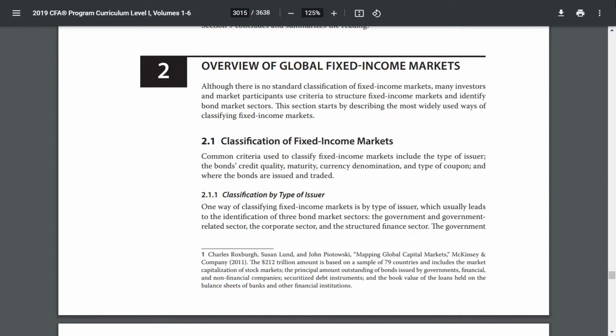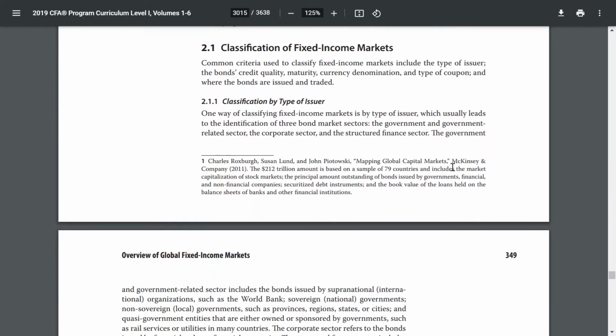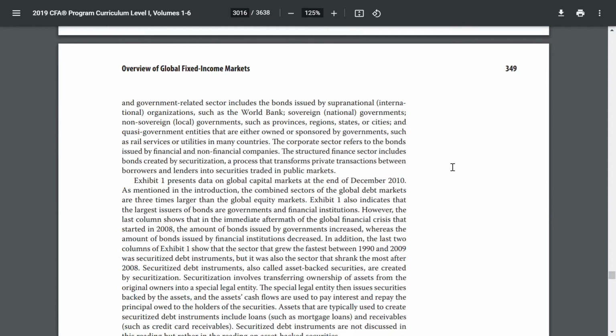Classification by type of issuer. One way to classify fixed income markets is by type of issuer, which usually leads to identification of 3 bond market sectors: the government-related sector, the corporate sector, and the structured finance sector. The government-related sector includes the bonds issued by supranational or international organizations such as the World Bank, sovereign national governments, non-sovereign or local governments such as provinces, regions, states, or cities, and quasi-government entities that are either owned by or sponsored by governments, such as rail services and utilities in many countries.